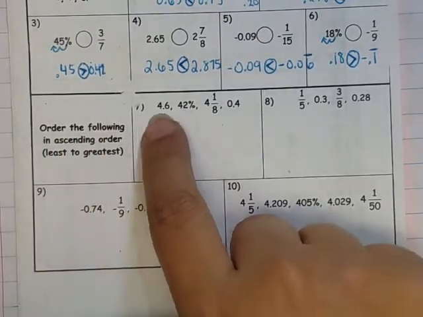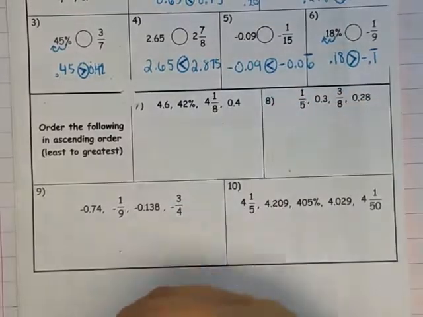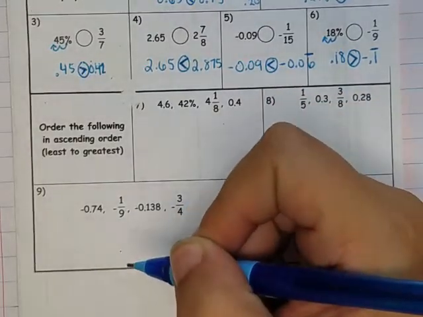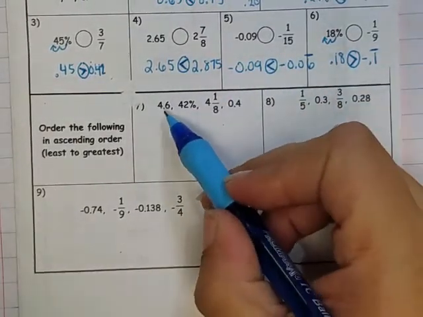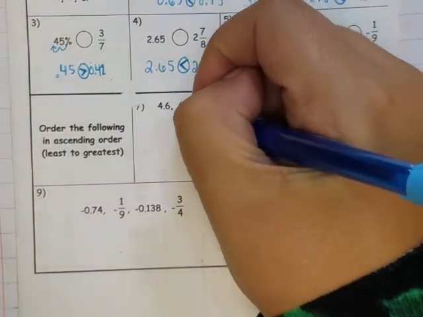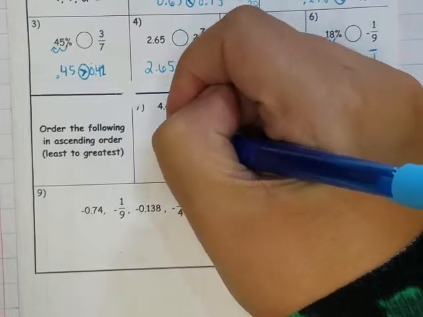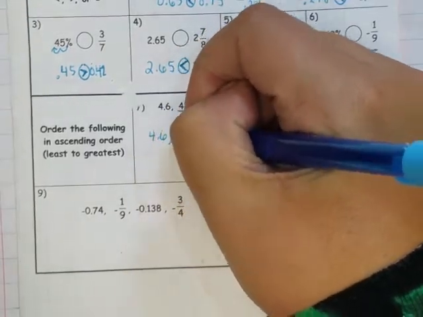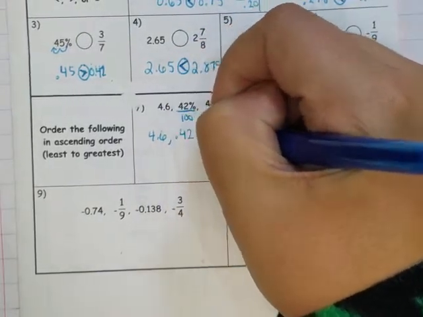All right, and then moving on here, we want to order the following in ascending order from least to greatest. So we just need to change them all to decimal form. We're going to put those in order, and then we'll change them back to their original number. So this is 4.6. 42% is 42 out of 100. So let's put that over 100. So we've got 4.6. We've got 42 hundredths.